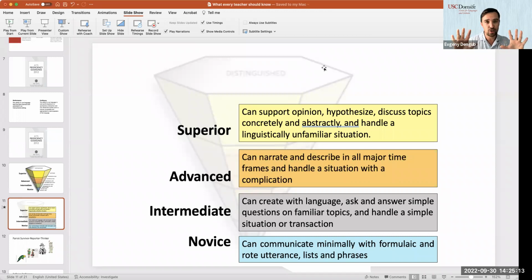So this has just a very brief description of each level. And again, these are not language specific, and that's the strength and weakness of proficiency guidelines. So they are applicable to all languages, but they do not take into consideration peculiarities of each language we teach. So something in Russian, at the advanced level, might be easier or harder.